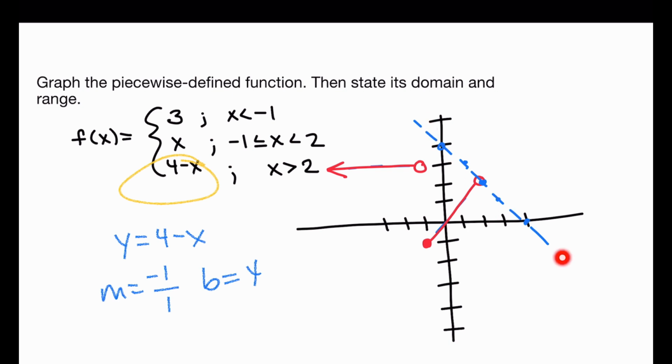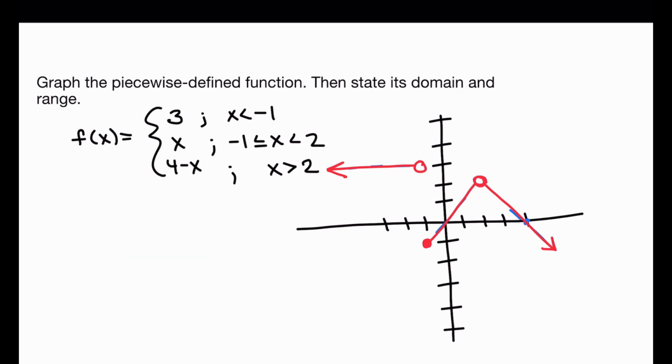So in blue, that's y equals 4 minus x. We're using that definition when x is bigger than 2. So I'm going to find x equals 2. It's right here. And I put an open circle at that point because it's just bigger than 2. And I'll shade in to the right. And then I'll erase the rest. So there's the graph of my piecewise defined function.